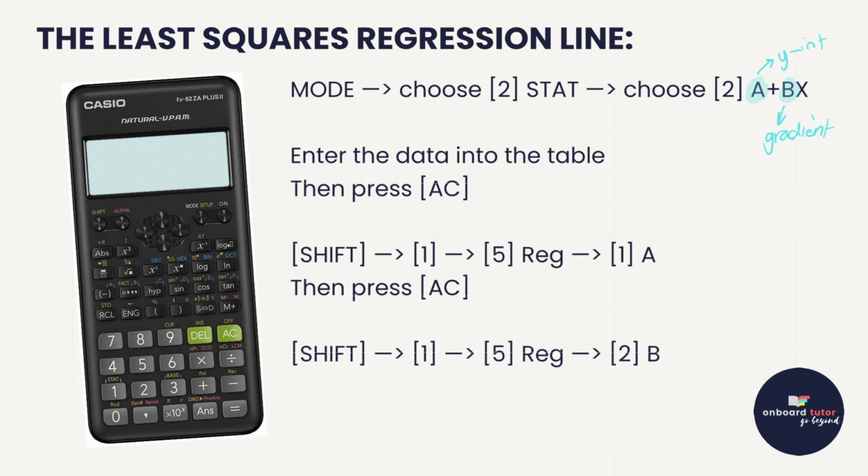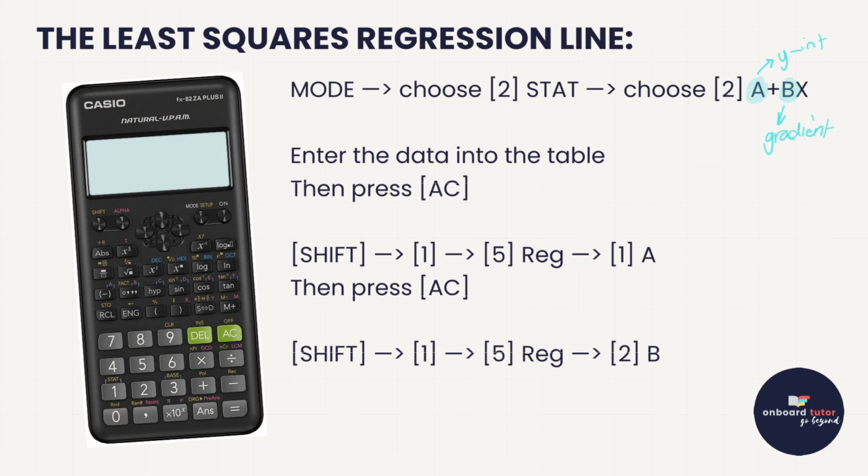Okay, what is the a value? So to get that, we say option 1 and equals. Then we're going to clear that calculation, and we're going to go through the process again. So shift and 1, we don't have to re-enter the values in the table, fortunately. We're going to choose 5 for regression, and then 2 for option B.